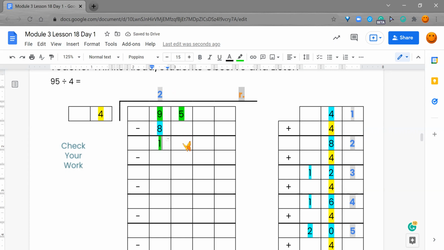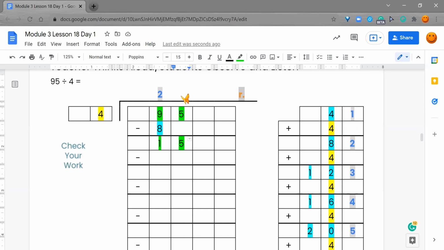Because I haven't touched the 5, I need to bring the 5 down. Now I'm looking at 15. I'm not just looking at the 1, and I'm not looking at just the 5. It's a number that goes together. It's 2 digits, 15. So how many groups of 4 can I pull out of 15? Again, I look at the multiples of 4, which are the light blue on the right side. I have 4, 8, 12, 16. 16 is bigger than 15, so I'll go to the number above it, which is 12. And I see that 12 is our third multiple of 4.